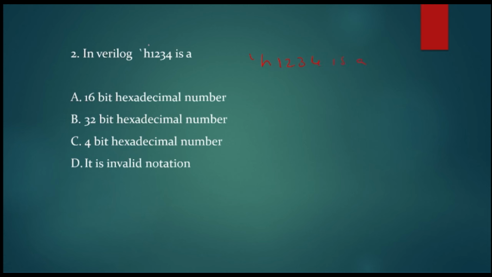In Verilog, 'hA is a notation for representing a value. When you are representing the value, you should mention the size. But here you didn't mention the size. Even though you didn't mention the size, you have given the base, like which base it is, either hexadecimal, decimal, octal, or anything else. So here you have represented it as hexadecimal. That is why the default size is 32-bit, so it is a 32-bit hexadecimal number.